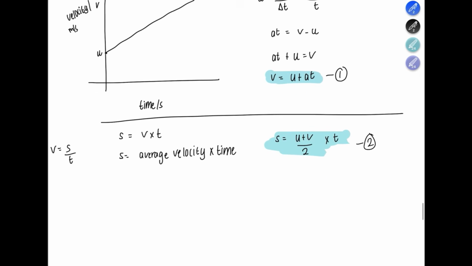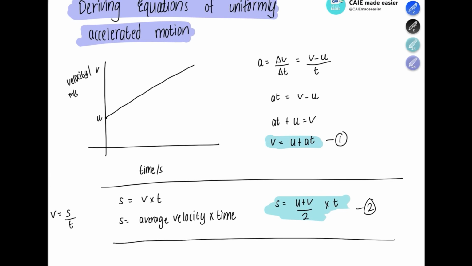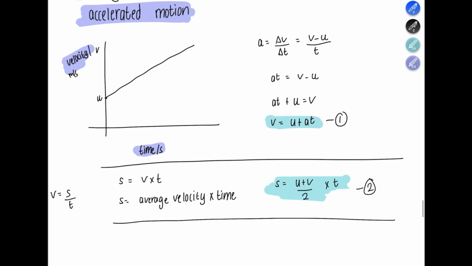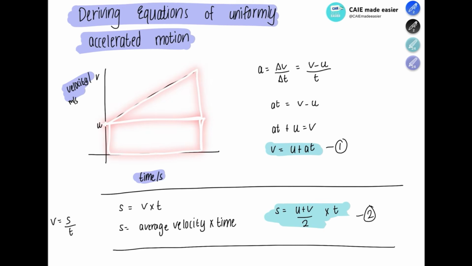Now there's another way to find displacement. Okay, if you look at this, this is basically a velocity time graph. And if you remember, we just studied that if you find the area under the graph of a velocity time graph, what do you get? You get displacement, right? So let's try to find the displacement of this graph. You have a rectangle and you have a triangle. If we just add these two areas together, you will get another equation.